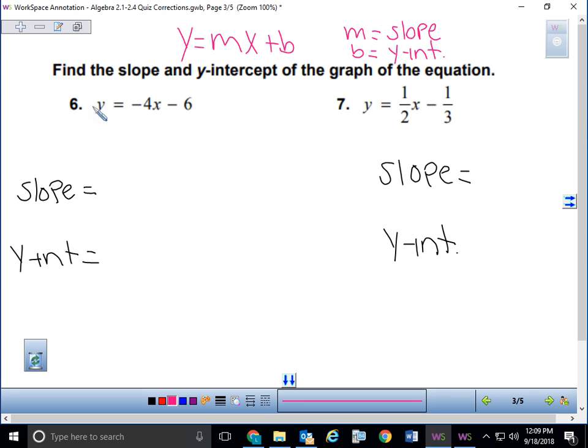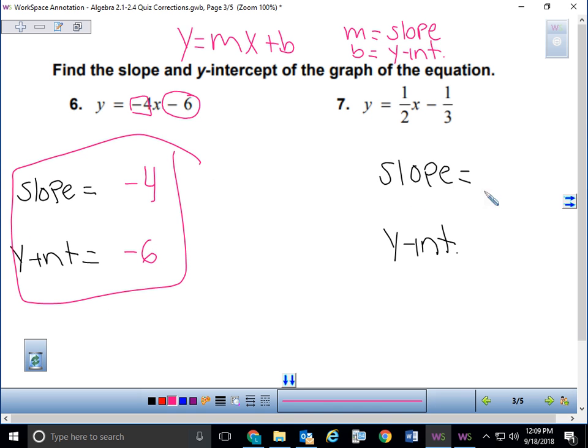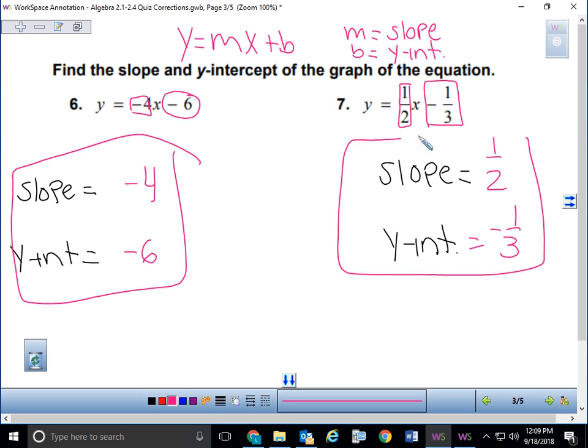So slope's always before your x. I'm going to look at question 6. We have y equals negative 4x minus 6. The m, or my slope, is before x, which is negative 4. My y-intercept is always after the x, which is minus 6. 7, same fashion. Looking for my slope, that is before my x, so that is the number 1/2. So my slope is 1/2. My y-intercept is always after the x, and that is negative 1/3. There's no work to do besides identifying from the equation. No graphing necessary.